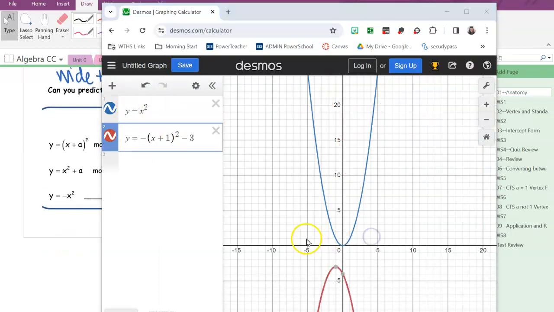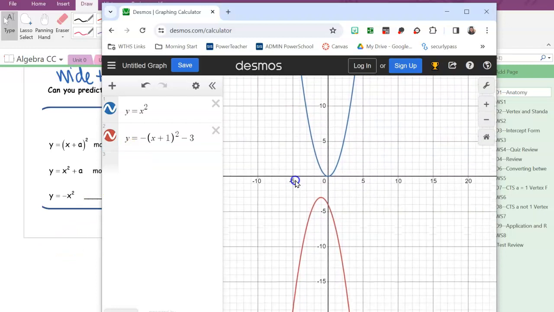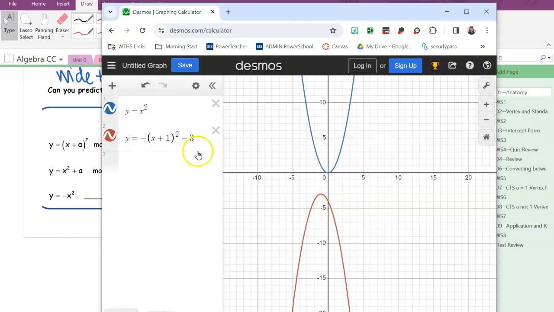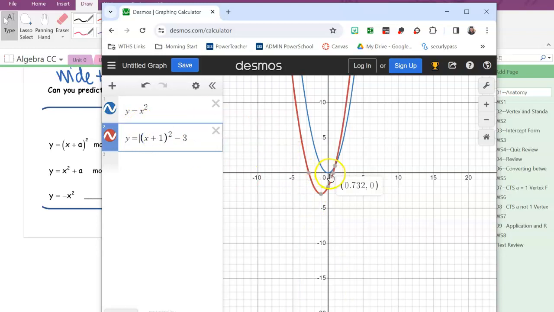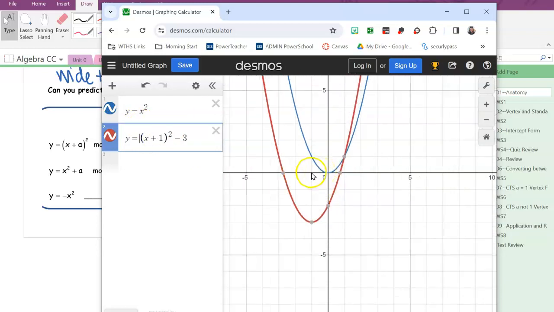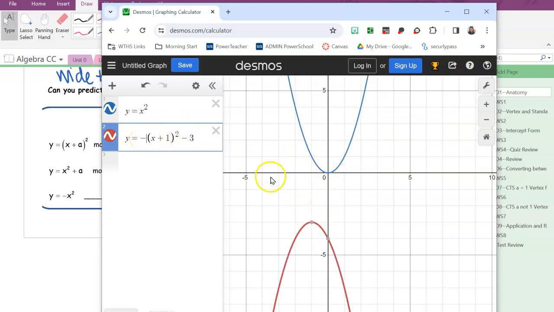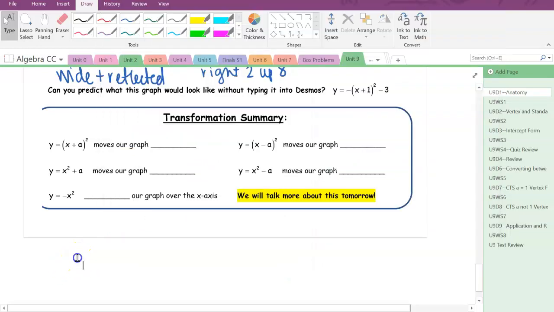All right, welcome back. Let's look at what happened. So we have a minus here. That means our parabola did get flipped over. The plus 1 means it moved to the left 1. And the minus 3 moved it down 3. So it actually did all 3 things. It reflected over the x-axis. It moved left 1 and down 3.